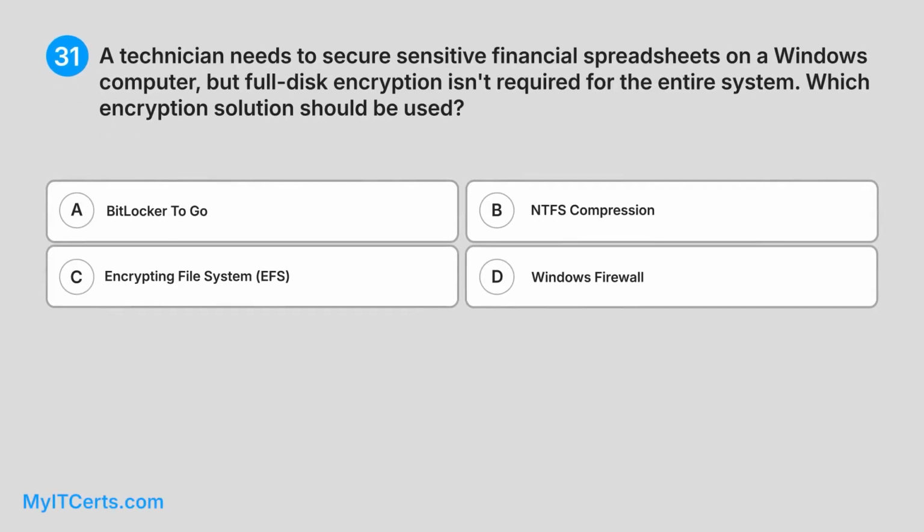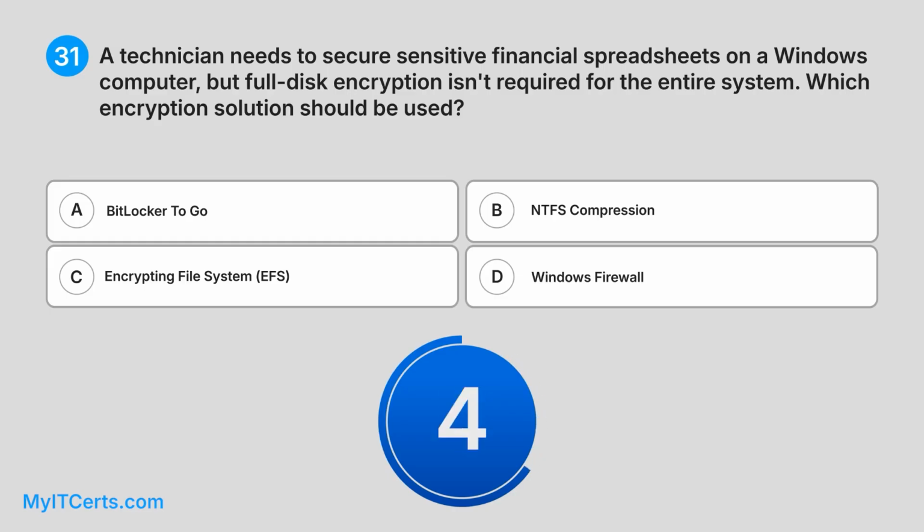31. A technician needs to secure sensitive financial spreadsheets on a Windows computer, but full disk encryption isn't required for the entire system. Which encryption solution should be used? A. BitLocker To Go. B. NTFS compression. C. Encrypting File System, EFS. D. Windows Firewall. Do you know the answer?